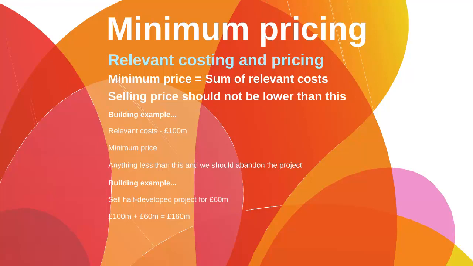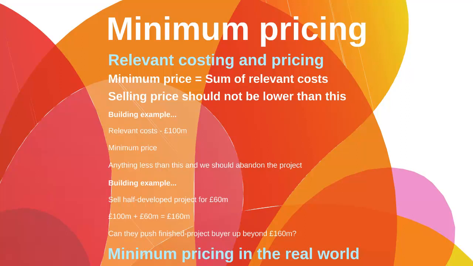So all of a sudden that 150 million is not the best thing to do because it is less than the sum of our relevant costs. So their only option would be to push the finished project buyer up beyond 160 million. Otherwise it would actually be better to sell that half-developed project for 60 million.